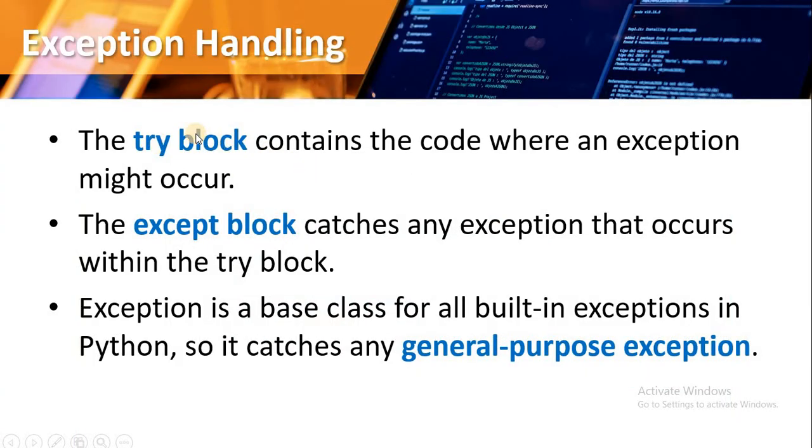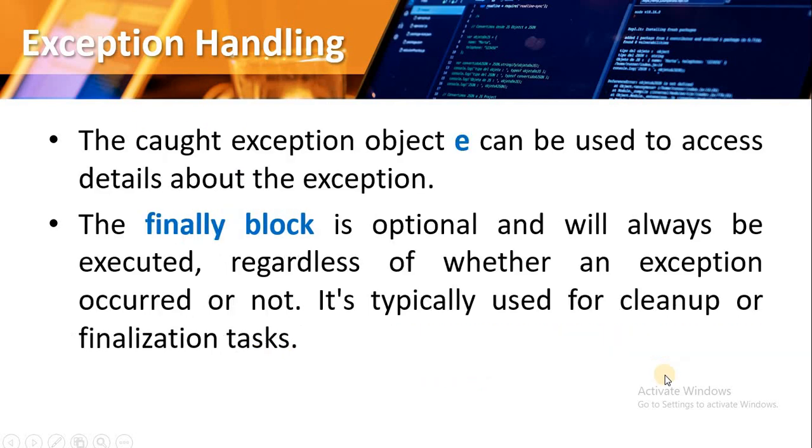Let me summarize. The try block contains code where an exception might occur. The except block catches any exception that occurs within the try block. Exception is a base class for all built-in exceptions, and it is used to catch all general purpose exceptions. In our example we use the exception object e, which can store complete exception information. And the finally block is optional, and it will always be executed regardless of whether an exception occurred or not.